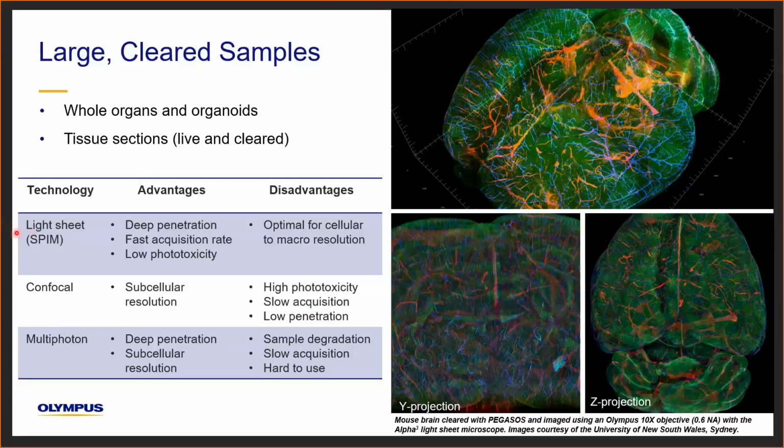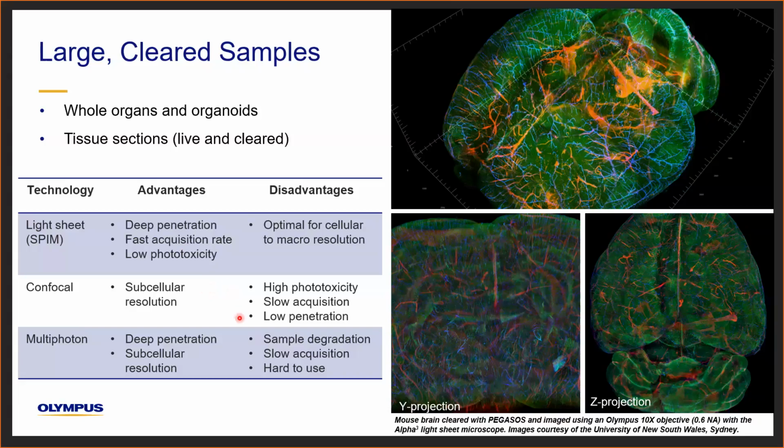Okay, when it comes to large cleared samples, such as whole organs, organoids, and tissue sections that are greater than 500 micron thickness in Z, light sheet microscopy will provide several advantages, such as deep penetration, fast acquisition rate, and low phototoxicity. However, light sheet microscopy in its SIM configuration is optimal for cellular to macro resolution. If you do want high subcellular resolution, that will be provided by confocal microscopy, but it will have high phototoxicity, slower acquisition, and low penetration depth.